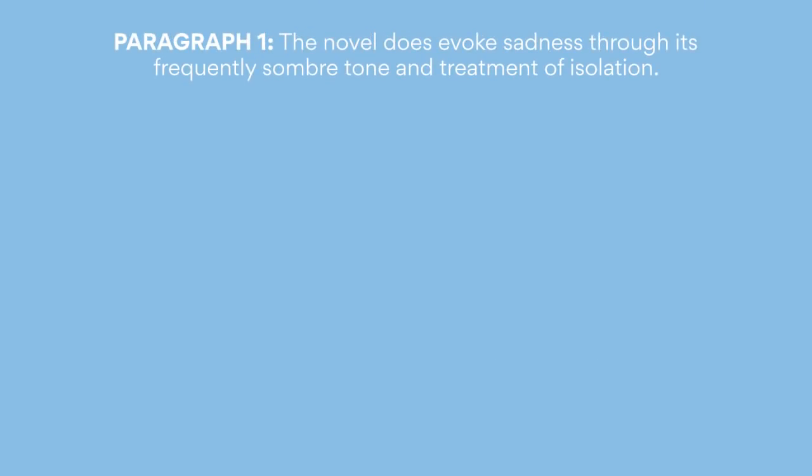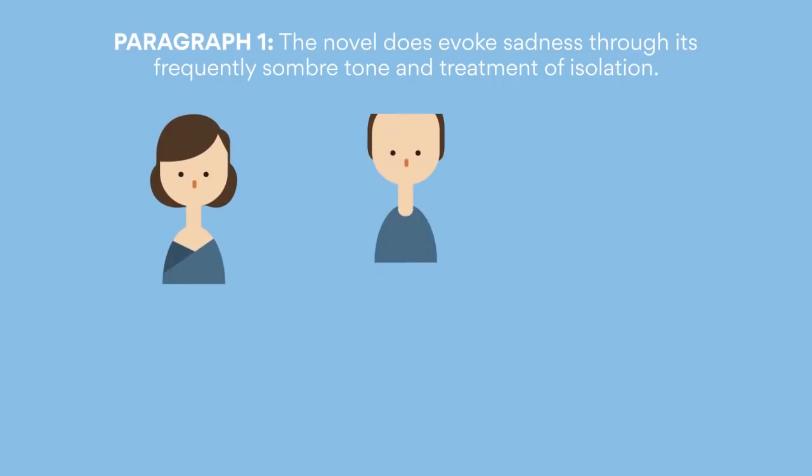Paragraph 1. Let's concede that the novel does evoke sadness through its frequently somber tone and treatment of isolation. We see this through characters such as Ida and Maya, who have been cut off from the world in their escape from their war-torn home and forced to transition from their landlocked Hungary to an island on the other side of the globe. Their struggle to adjust is evoked through symbols.